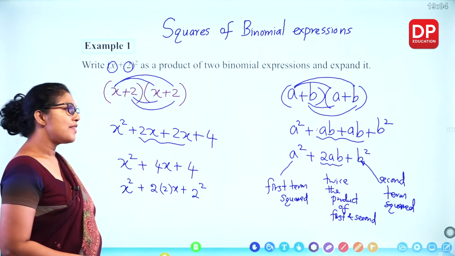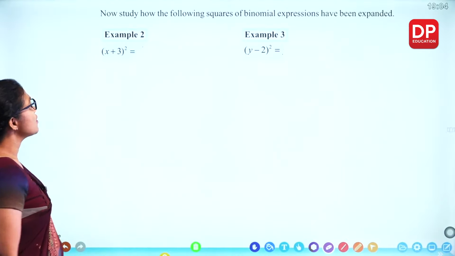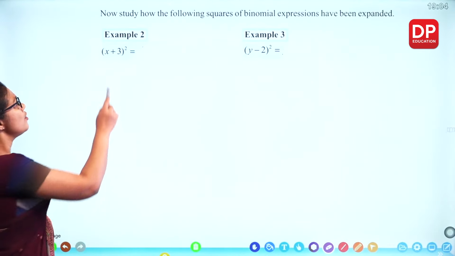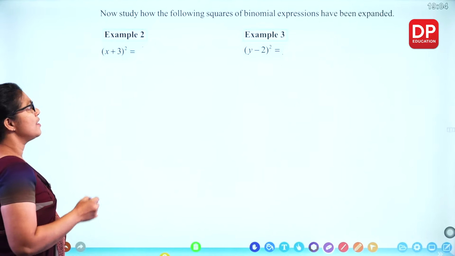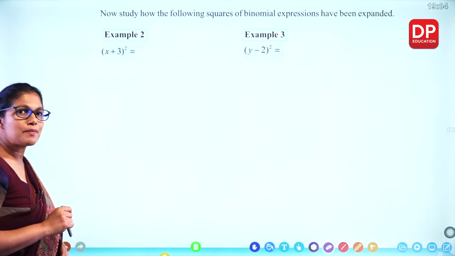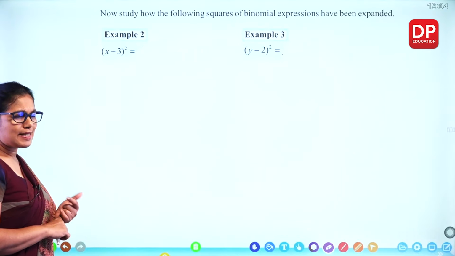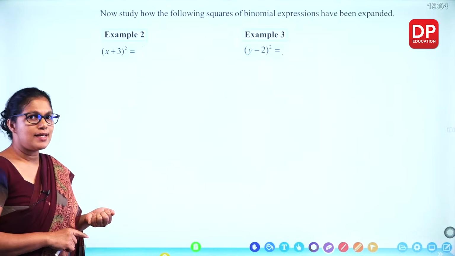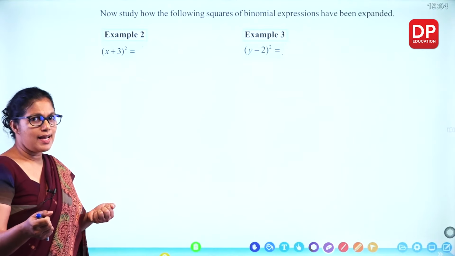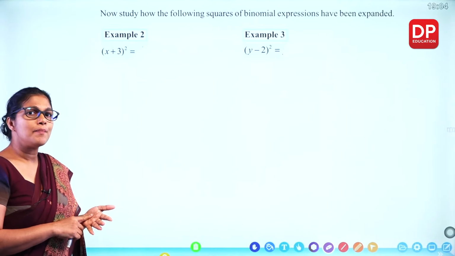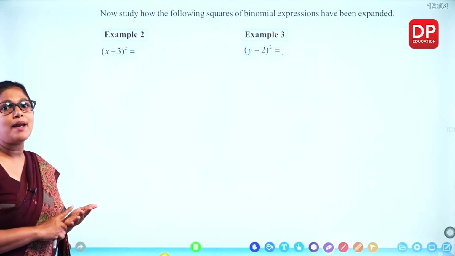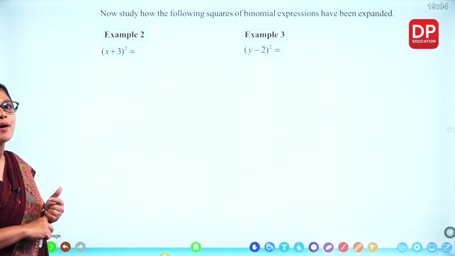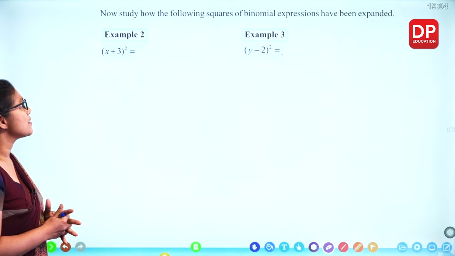We look at another example. So in your textbook, this is example number 2. So again, you get a square term. So how do we use the previous method that you found? So what is the method when you get a square term? First term squared and the last term squared and the middle term, multiply and multiply by 2 again. Double of the product of the 2 terms.